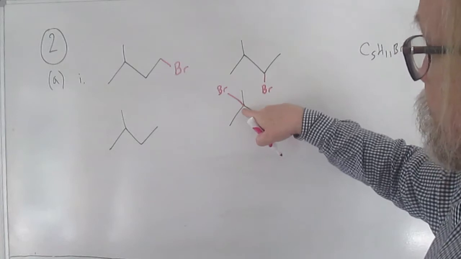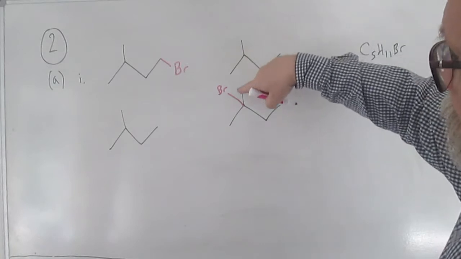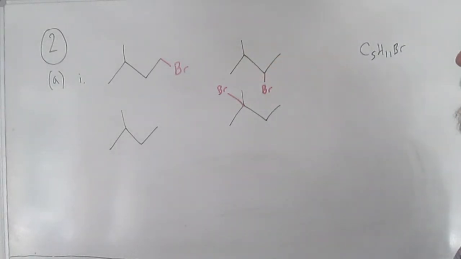Okay, there's one hydrogen there. Okay, because there's only 3 carbons bonded to that one in the middle, so there must be one hydrogen there, so that could be substituted. So that's our third isomer.